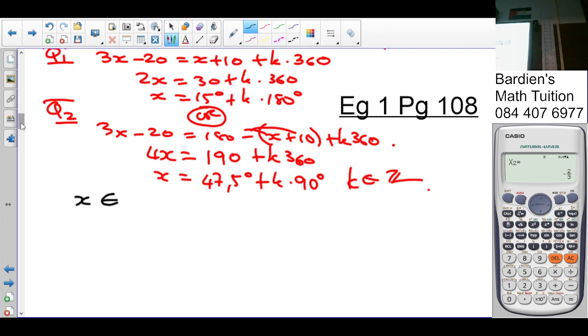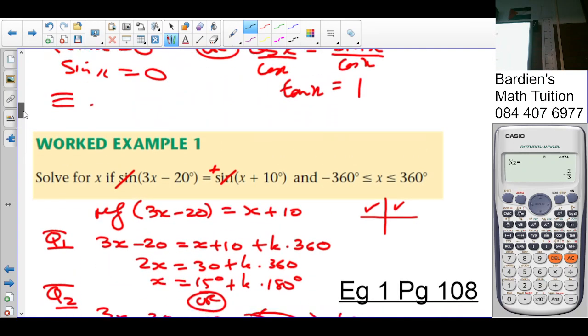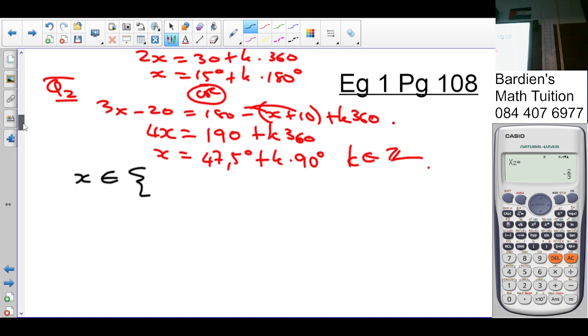So x is an element. They wanted it from negative 360 to 360, the block bracket, negative 360 to 360. Okay, so if I put 0 in here, what do I get? 15 degrees. If I put 1 in, what do I get? 195. Is that correct? If I put 2 in, it's going to be 360 plus, it's going to be 375, which is outside the given domain. Not so?